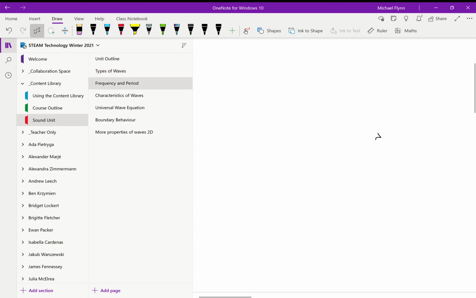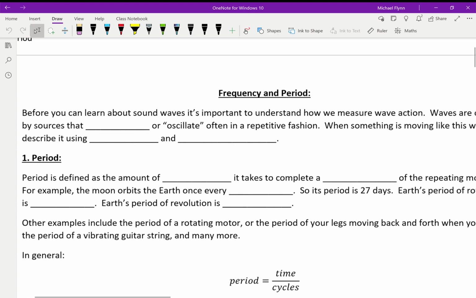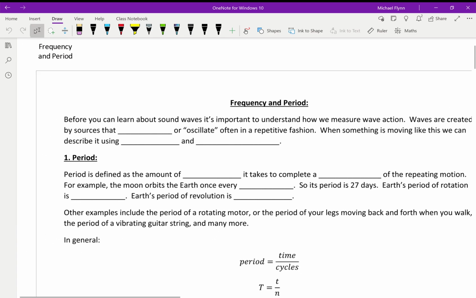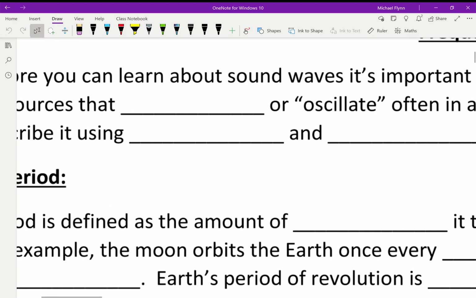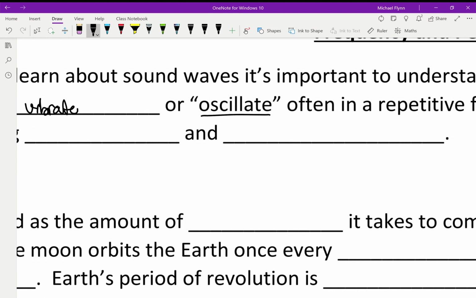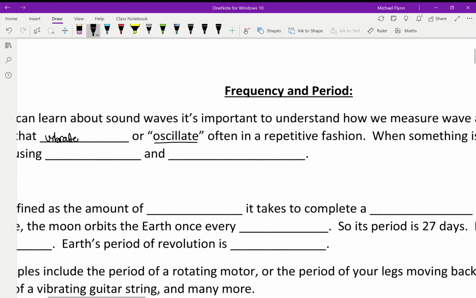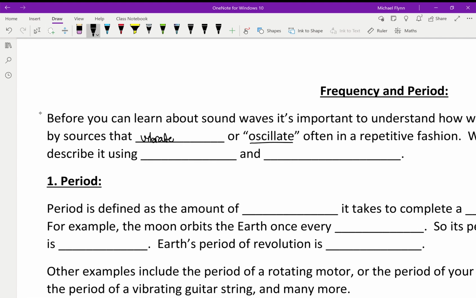Okay, so now let's go back to our notes here. Okay, so here's the deal. Before we can start sound, it's important that we know how to measure wave action. Waves are created by sources that, and now pardon my writing, that vibrate, or oscillate is the other term for that, in a repetitive fashion. Now, when something is moving like this, we can describe it using frequency.